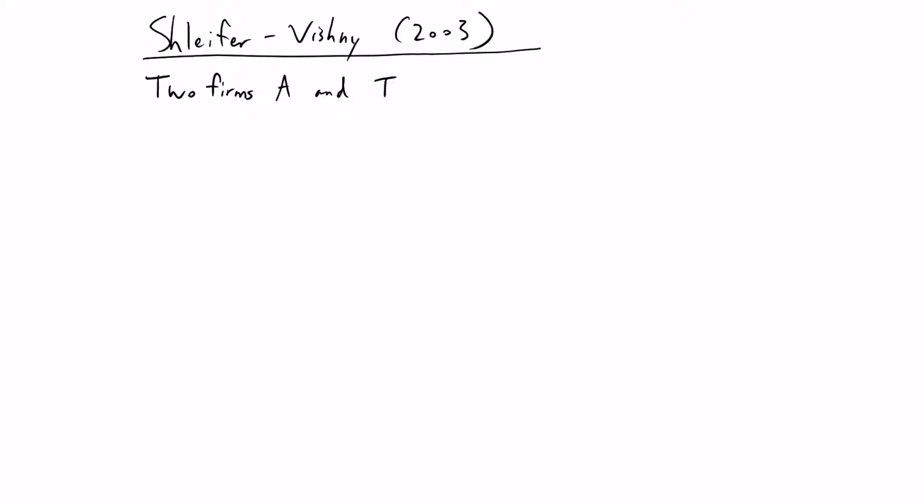And here is how the model works, right? So A and T. They have some capital, that's the assets they have, right? K_A and K_T, right? And in the short run, value is given by S_A K_A and S_T K_T.